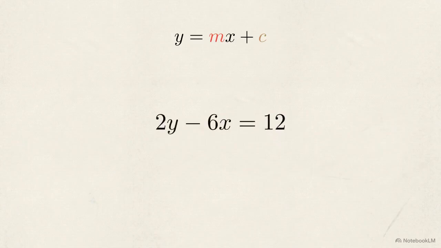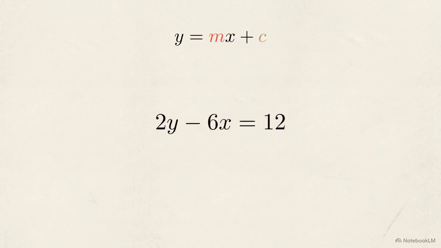Knowing a line's gradient is useful, but defining the entire straight line requires an algebraic equation. The standard slope-intercept form is y equals mx plus c. However, equations are rarely presented to us in this neat format. Take a look at this equation on screen: 2y minus 6x equals 12.